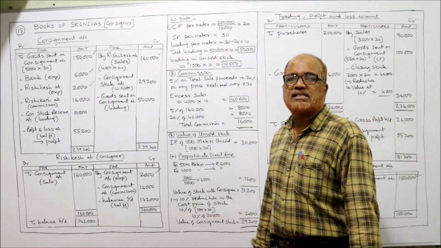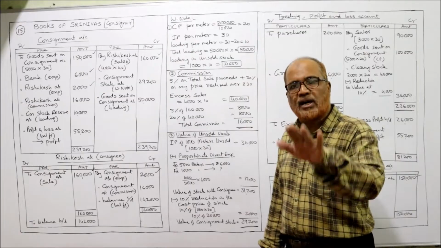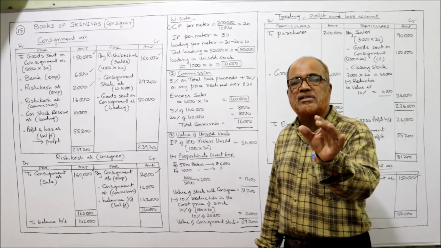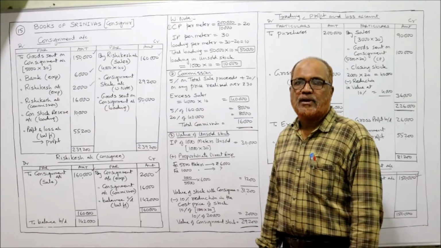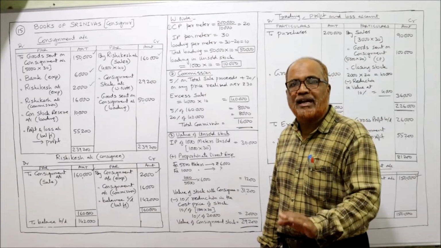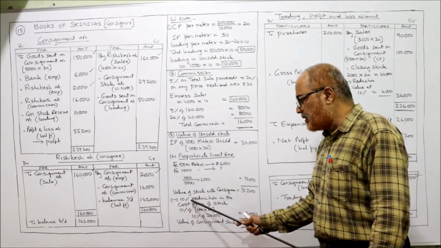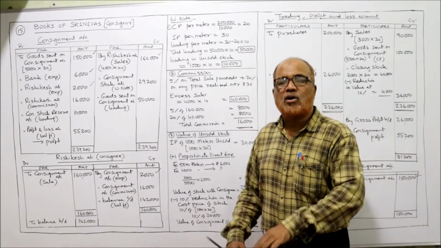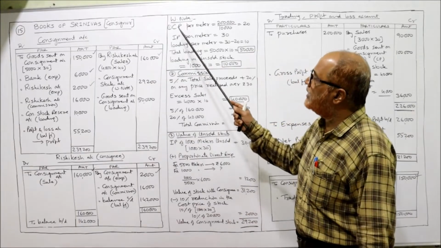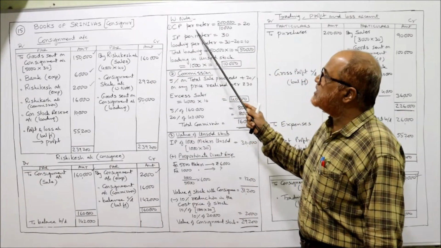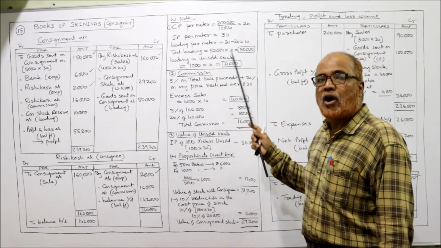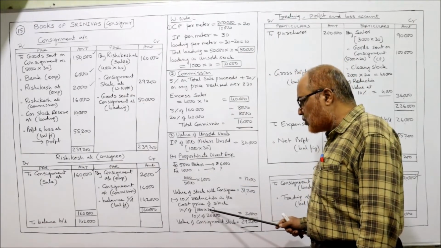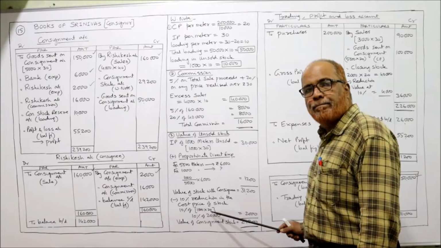Now Srinivas has decided that the market value of stock has decreased. So it is asking you to reduce 10% of cost. 10% of cost should be reduced. What is the cost price per meter? 20 rupees. How many meters are remaining unsold? 1,000. So 1,000 into 20 is 20,000.